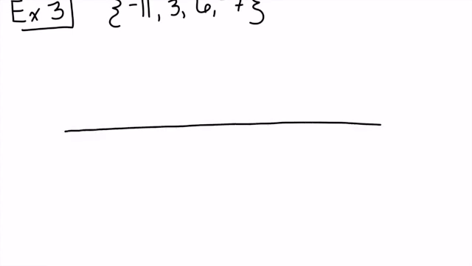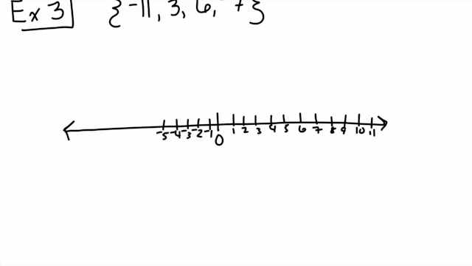So I'm going to draw my number line. I'm going to put 0 in the middle. And my biggest number here is 11, or negative 11, so I want to go to 11 on both ends. 1, 2, 3, 4, 5, 6, 7, 8, 9, 10, 11, and down. Negative 1, negative 2, negative 3, negative 4, negative 5, negative 6, negative 7, negative 8, negative 9, negative 10, negative 11. And I'm going to plot all my numbers on this number line.